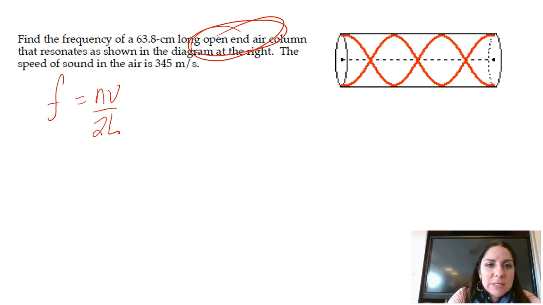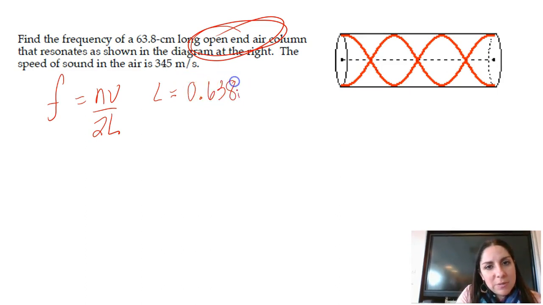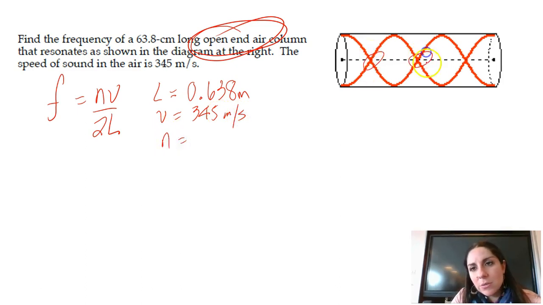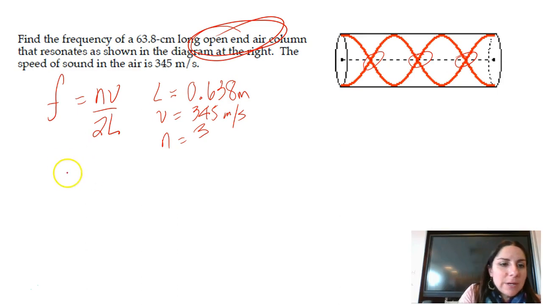And it shows us the resonance to the right. It gives us a length of 0.0638 because we need to be in meters. The velocity is 345 meters per second. And n comes from the picture, 1, 2, 3. Harmonic 3. Now that we have all the information, we can go ahead and plug in our numbers.